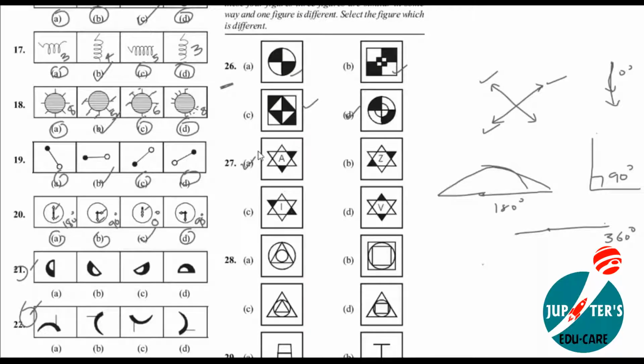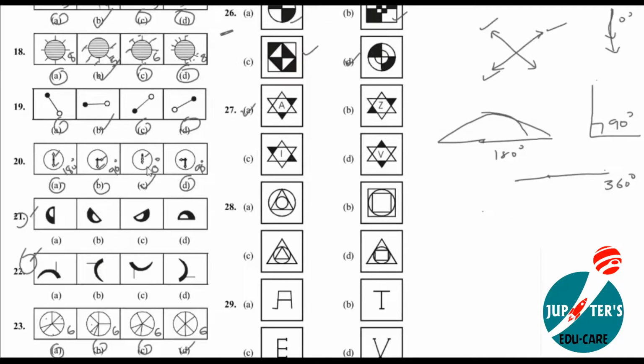Next, question number 28. In option A, outside figure is a circle, inside figure also a circle. So both are similar. In option B, outside figure is a square, inside figure is also a square. Means both are similar. In option C, outside figure is a triangle, inside figure also a triangle. So both are similar. But in case of option D, outside figure is a triangle, inside figure is a rectangle. Both are different. So option D is our answer.